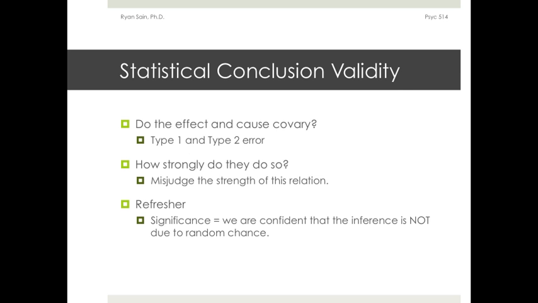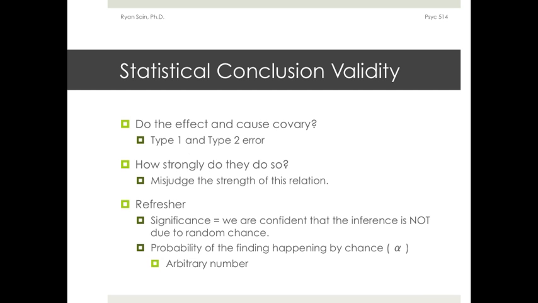So let's go through a little bit of a refresher here if you're forgetting a little bit about statistics. Remember, we talk about statistical significance. It's a very special thing. Significance in statistics has a very, very specific meaning. It doesn't mean important. It doesn't mean meaningful. It means that we are confident that our inference is not due to random chance. In other words, we set a confidence level. It's arbitrary. We'll talk about that number here in a second.